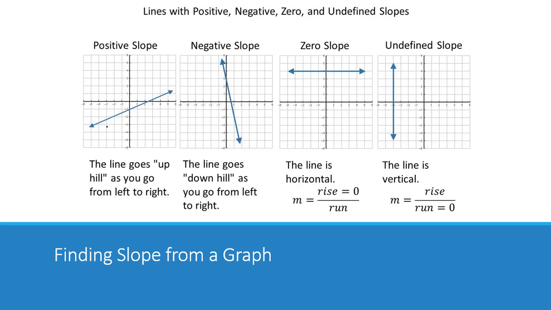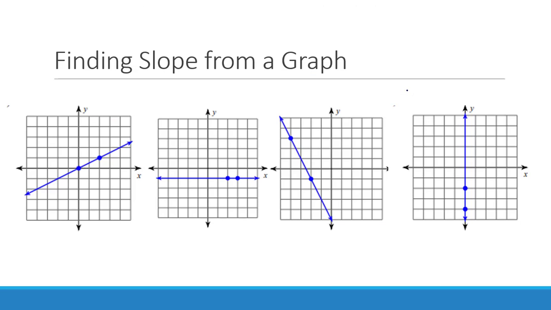So again, I mentioned different types of slopes. So now we're going to be looking at graphs and trying to figure out what the slope is going to be. So this is going to be, again, a positive slope. This is an example of negative slope. This is 0 slope, a horizontal line, and then a vertical line is going to be considered an undefined slope.